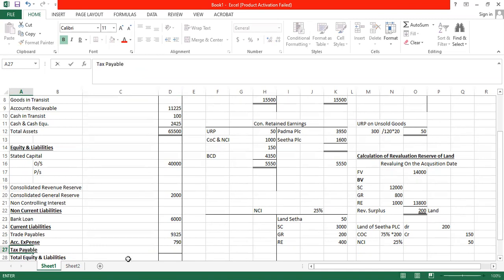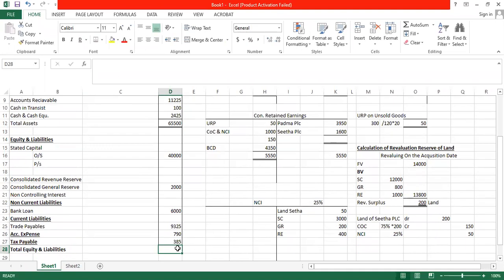Tax payable equals no adjustment, so 275 plus 110, it's equal to 385. How do we take 150 to the consolidated retained earnings account? It's actually the adjustment we did, right?